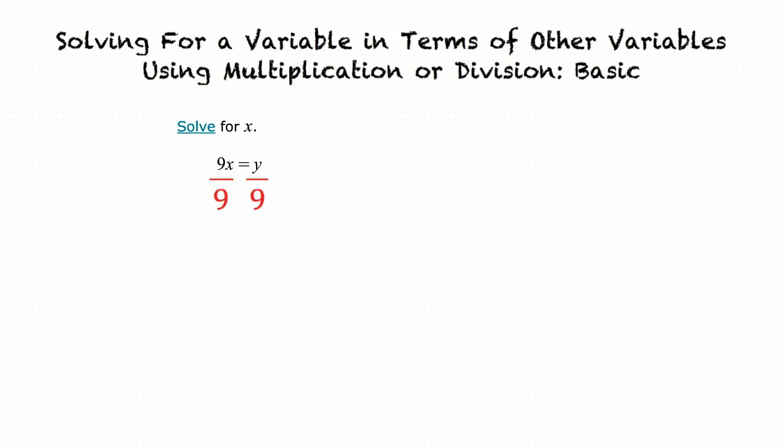When we divide 9x by 9, we get x on the left side of the equation, and when we divide y by 9, we result with y divided by 9. So our final result after solving for x is x equals y over 9.